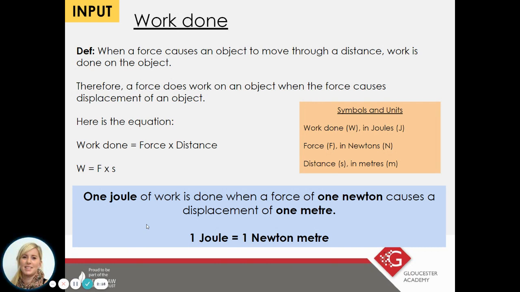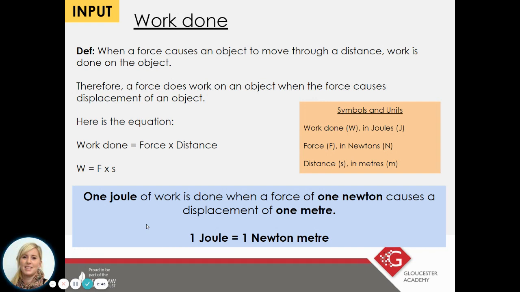So this definition to put on a revision card then is when a force causes an object to move through a distance. So I could be moving a table, I could be rearranging furniture in my house, pushing furniture around, moving a bed, changing the order of the room or whatever. So you're pushing an item, and that means then work is done on the object. And then because that object is moving from a starting point to an end point, you've got displacement of an object. So here's the equation then.